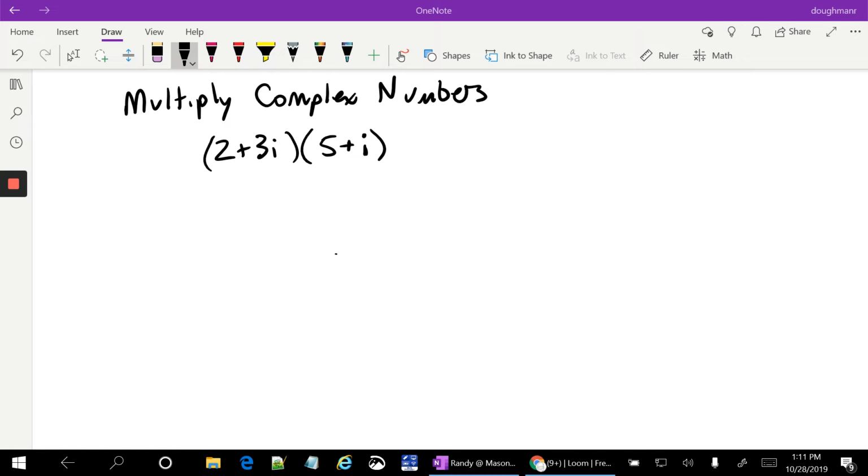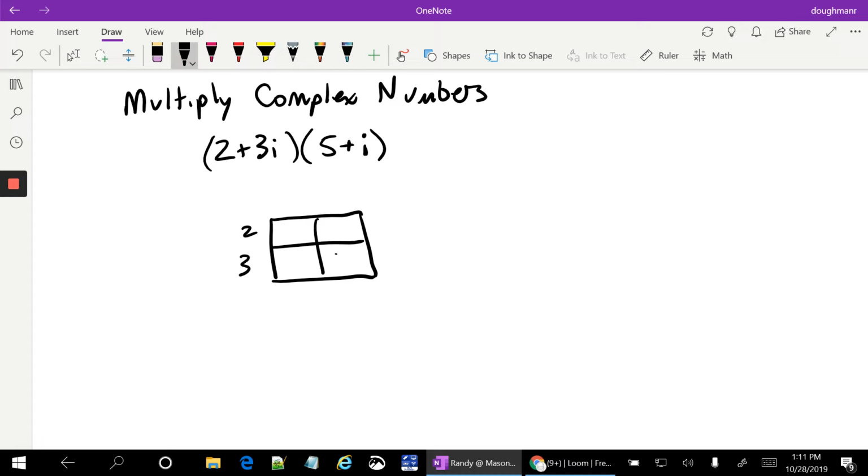Multiplying complex numbers. Notice each one of these numbers is complex because I see that they have a real and an imaginary part, both of them. And when I multiply them, I multiply the same way I multiply binomials, and kind of look at that i as if it were an x. But there's a little trick to it here.